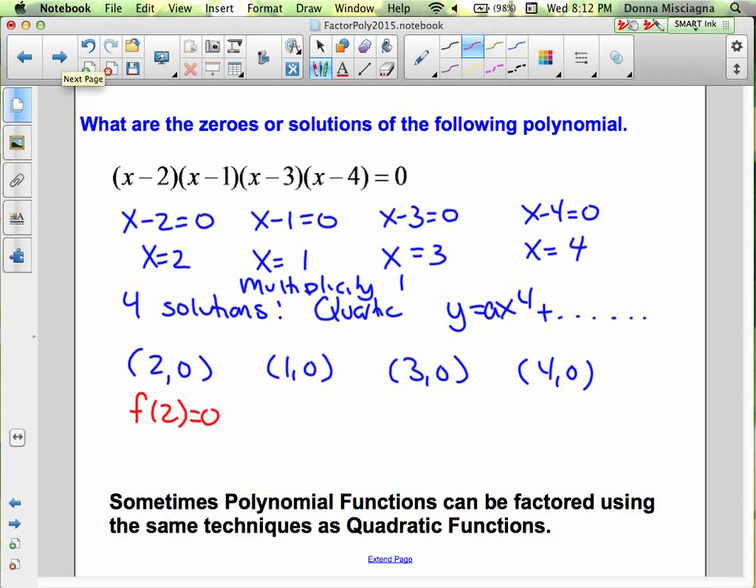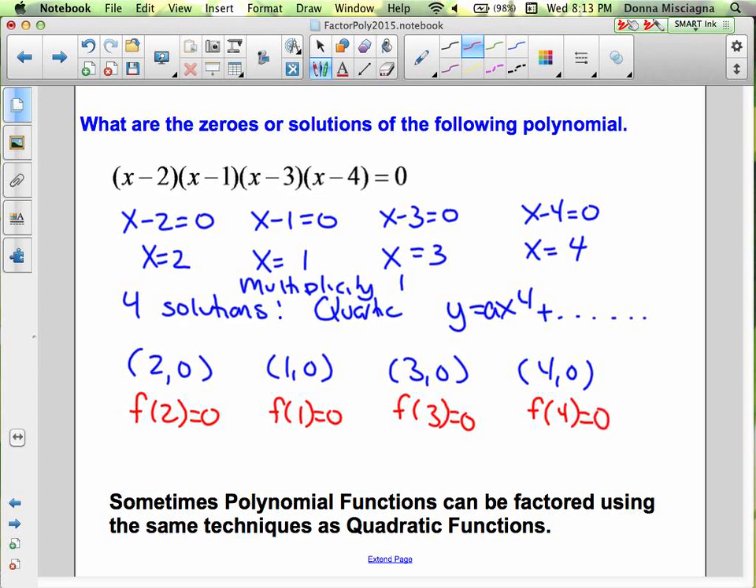x minus 1 is a factor. That means x equals 1 is a solution. 1, 0 is an x-intercept. And f of 1 equals 0. If we have x minus 3 as a factor, then x equals 3 is a solution. 3, 0 is an x-intercept. And f of 3 equals 0. And finally, if x minus 4 is a factor, then x equals 4 is a solution. 4, 0 is an x-intercept. And f of 4 equals 0.